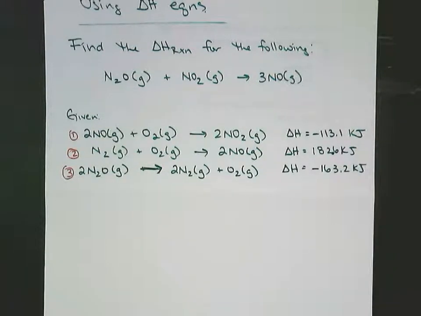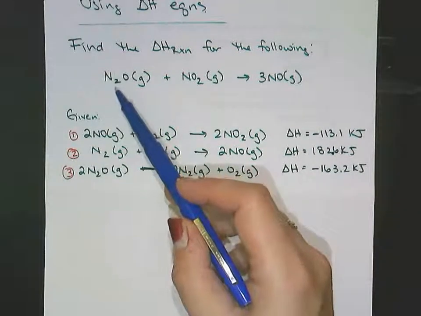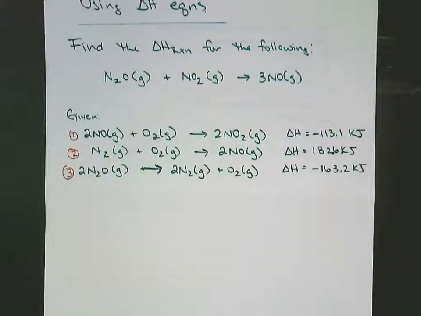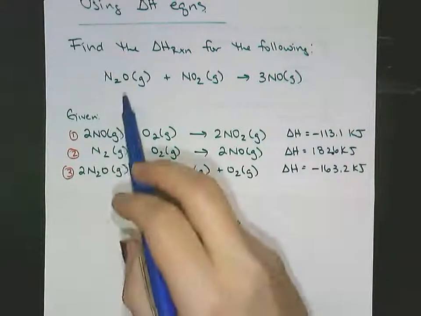All right, so I have 3 equations that I need to recombine in some way to get the one I want. And so I know I want this dinitrogen oxide as a reactant. So which equation should I use that has dinitrogen oxide in it? 1, 2, or 3? 3. Right, this has N2O and that has N2O.